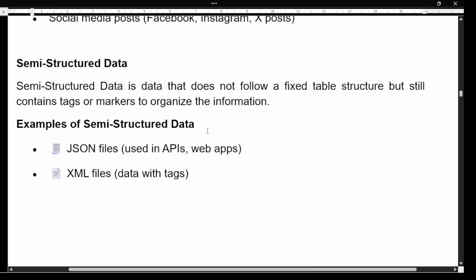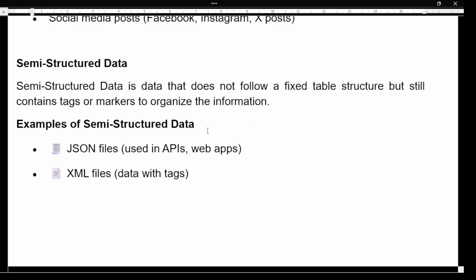Next is semi-structured data. Semi-structured data is data that does not follow a fixed table structure, but still contains tags or markers to organize information. For example, JSON files and XML files.